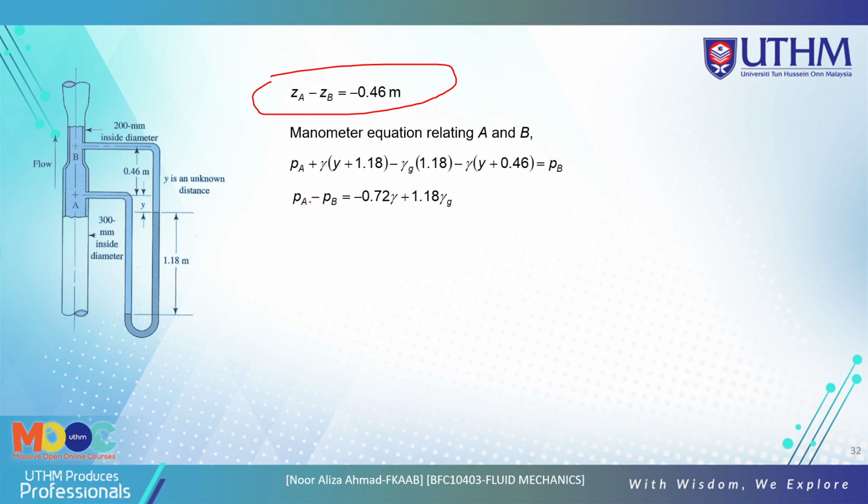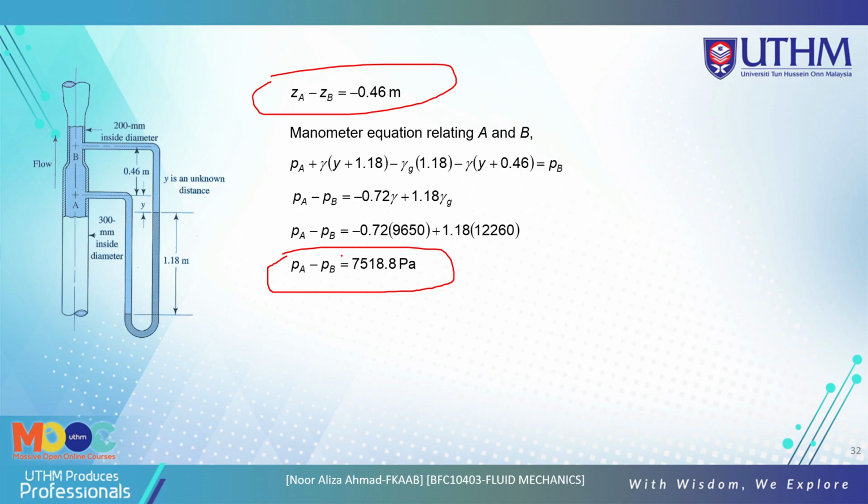Until we get PA minus PB, because this is a manometer, this differential manometer that we have learned in topic 2. So we get the value of this one and just put all the values here until you get the value of pressure A minus pressure B. So we get this value.